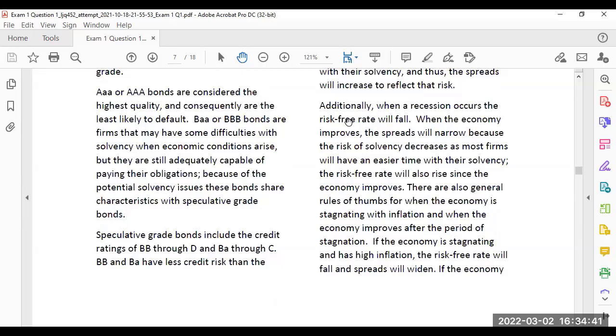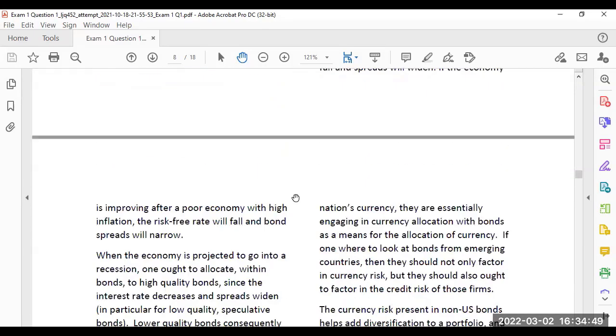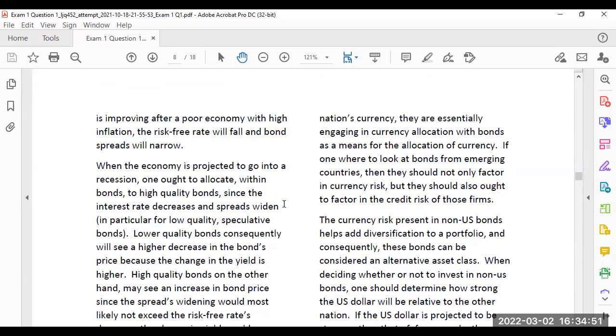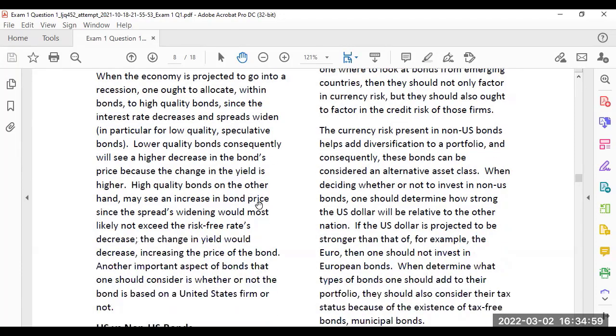When a recession occurs, the risk-free rate will fall. When the economy improves, spreads will narrow because of the risks. Solvency decreases. There are also general rules of thumb when the economy is stagnating with inflation. And he gets really into it. He decided to take that matrix I put in the notes and fully define it in this paper. That's a little overkill, but I don't mind. I prefer overkill to underkill.